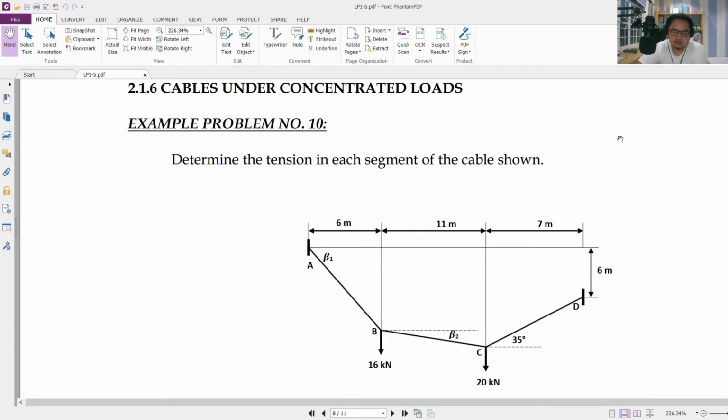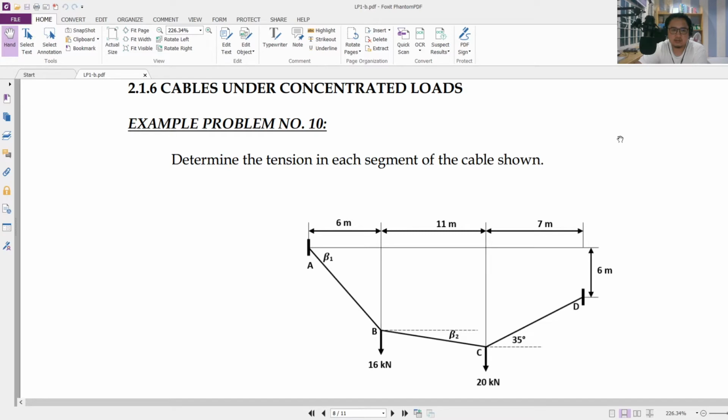We already finished discussing the two related topics with regards to cables, that is parabolic cables and catenary cables. This time around, we will discuss cables under concentrated loads. To better understand this, let's go straight to example problem number 10.